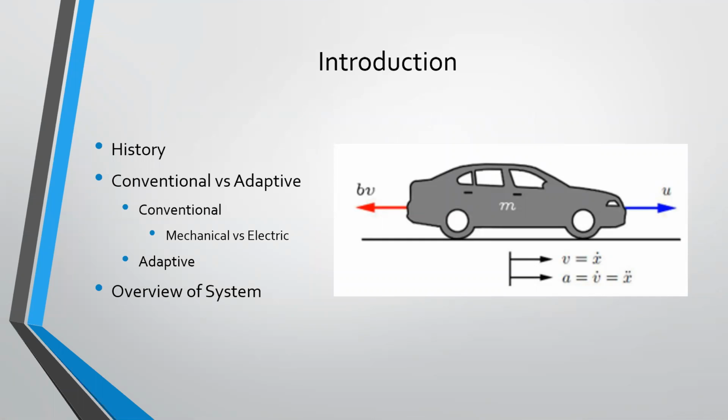For an introduction to cruise control system, a brief description on the history will be discussed, as well as an overview of the conventional cruise control systems, including the differences in components between earlier mechanical cruise control systems and modern electric cruise control systems. A brief introduction to adaptive cruise control will be covered, along with the overview of the system.